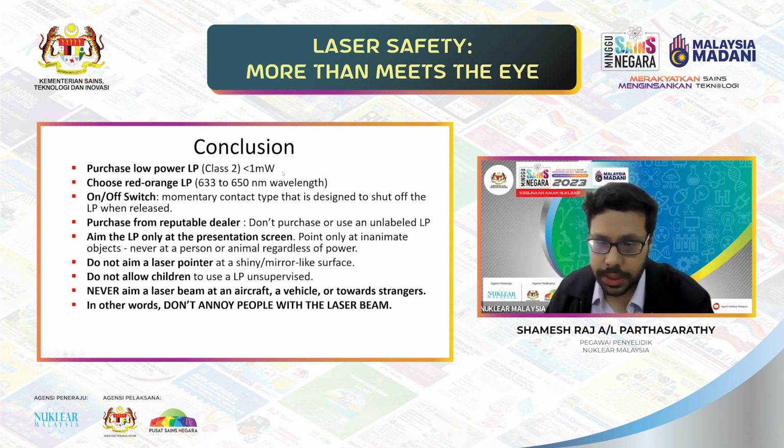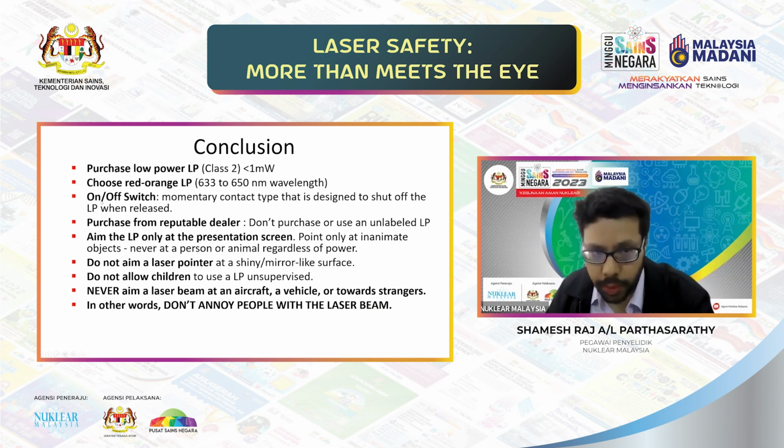So how do we know whether it's less than 1 milliwatt or not? The first thing is we need to check the label itself. If nothing is stated on the label, it's better not to buy that laser pointer, right? Second, compared to a green laser pointer, try to choose a red or orange laser pointer with a wavelength around 633 to 650 nanometers. From the graph, you could see this particular wavelength. The intensity captured by our retina is not as high as the one captured by the green wavelength, right?